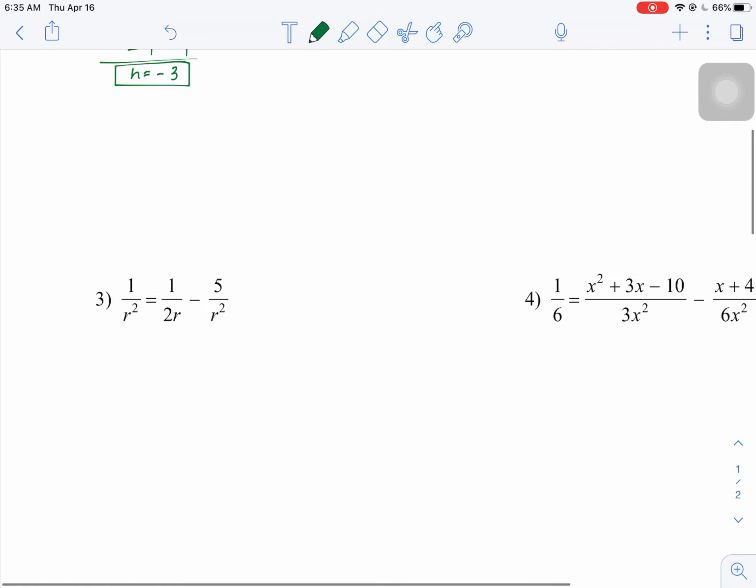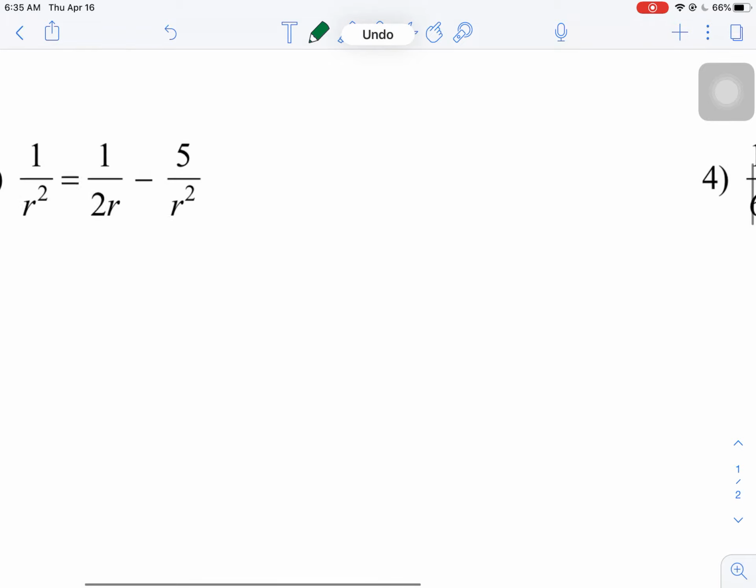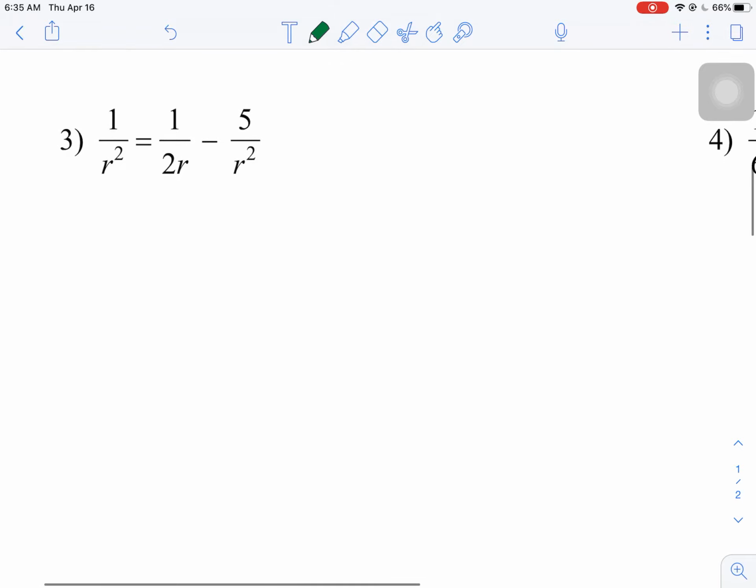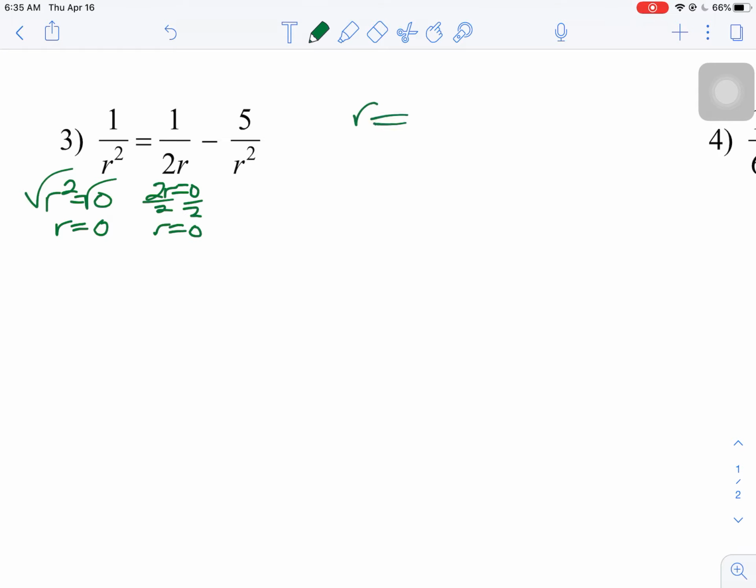Now let's jump to number 3. So on number 3, let's start with domain restrictions. So if we had r squared equals 0, when you square root both sides, r is 0. Same thing over here, 2r equals 0. You divide by 2, you divide by 2, r equals 0. So r cannot be equal to 0. That's our domain restriction.